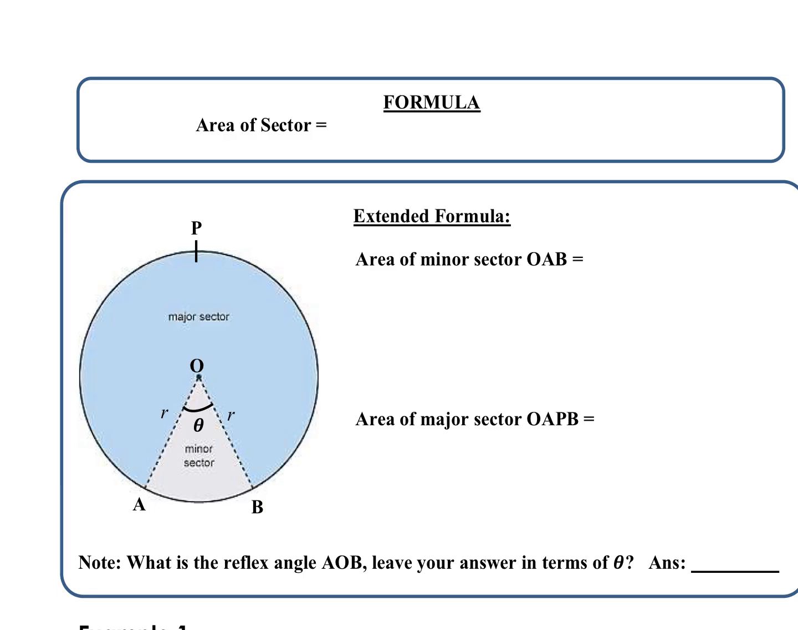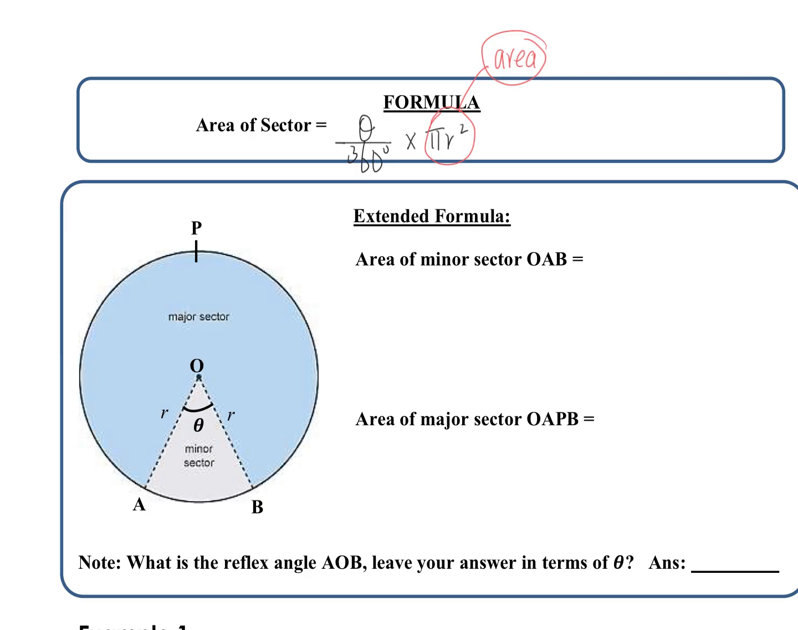Okay, area of sector is theta over 360 times pi r squared. So this is the second formula of the day. It's the same thing. Just now it was 2 pi r. Now it's pi r squared because we are talking about area now. So take note of the difference.